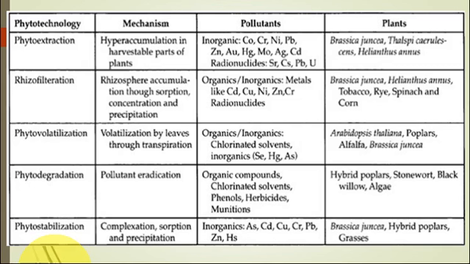Phytodegradation occurs in hybrid poplars, black willows, and algae, where phenols and herbicides are generally fixed. Phytostabilization is complexation, sorption, and precipitation, where inorganic metals like cadmium, copper, chromium, lead, and zinc are fixed by plants like Brassica juncea and grasses. Hope you understand. There are many common pollutants, like all the heavy metals.